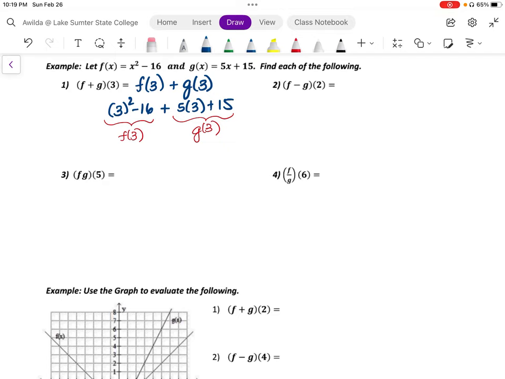Now we just have to simplify. 3² is 9. 9 − 16 will give us −7. 5 · 3 is 15, plus another 15 would be 30. So finally, we get a value of 23.